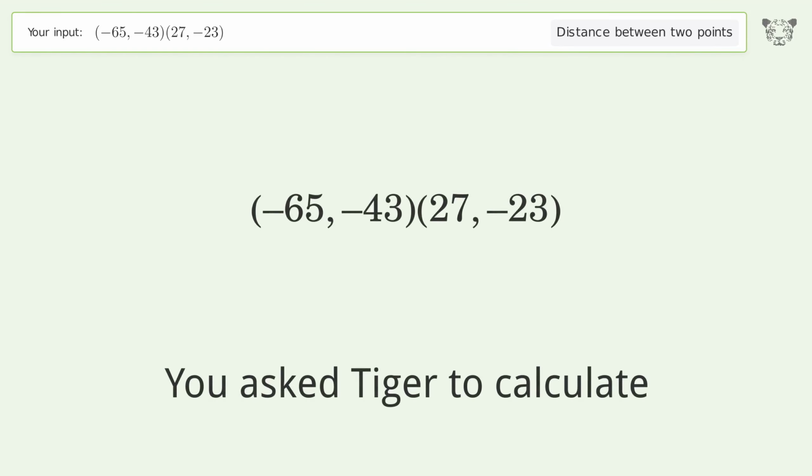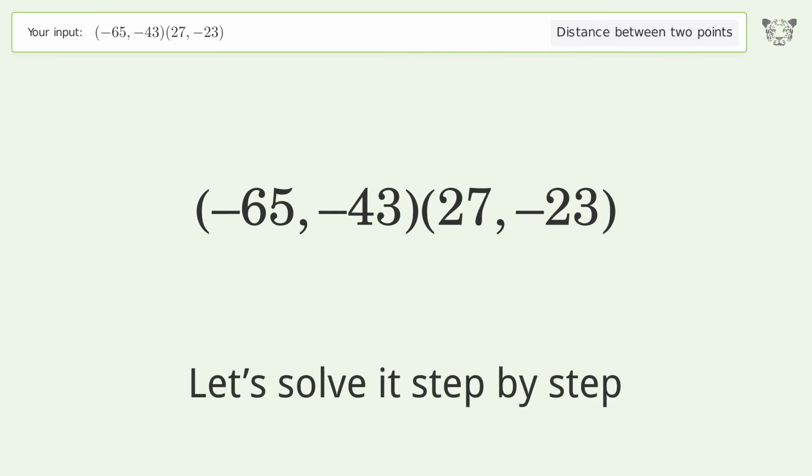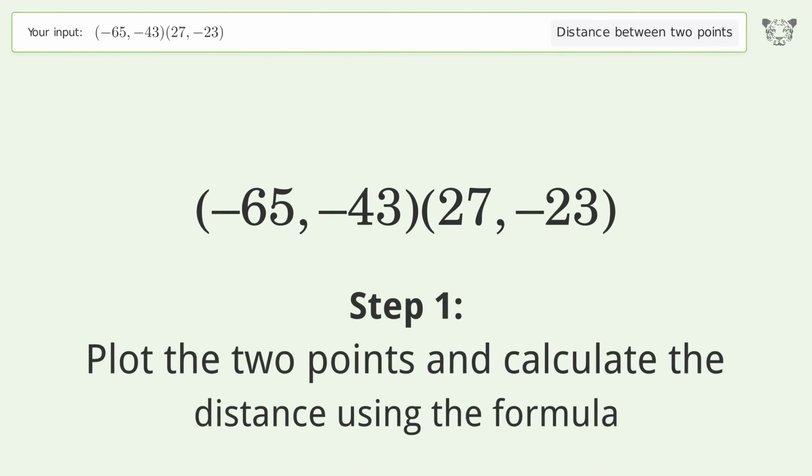You ask Tiger to calculate. This deals with the distance between 2 points. The distance between the 2 points is the square root of 8,864, or 94.149. Let's solve it step by step. Plot the 2 points and calculate the distance using the formula.